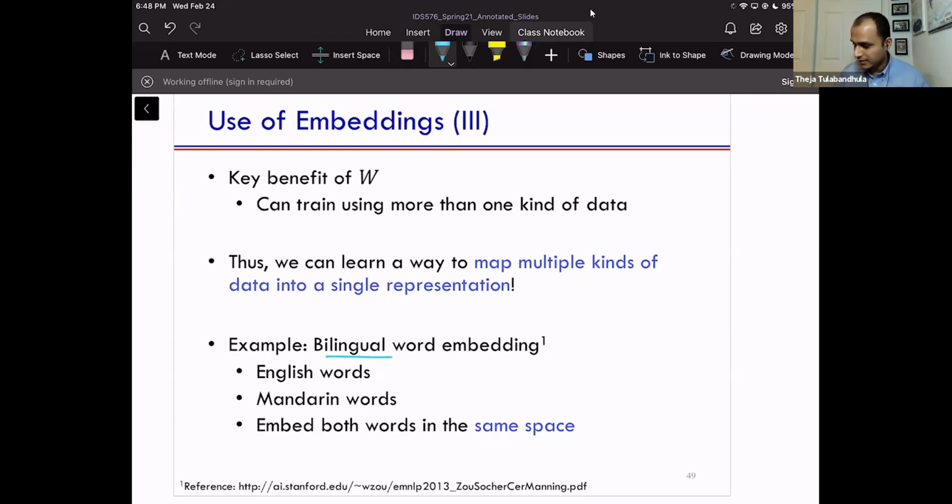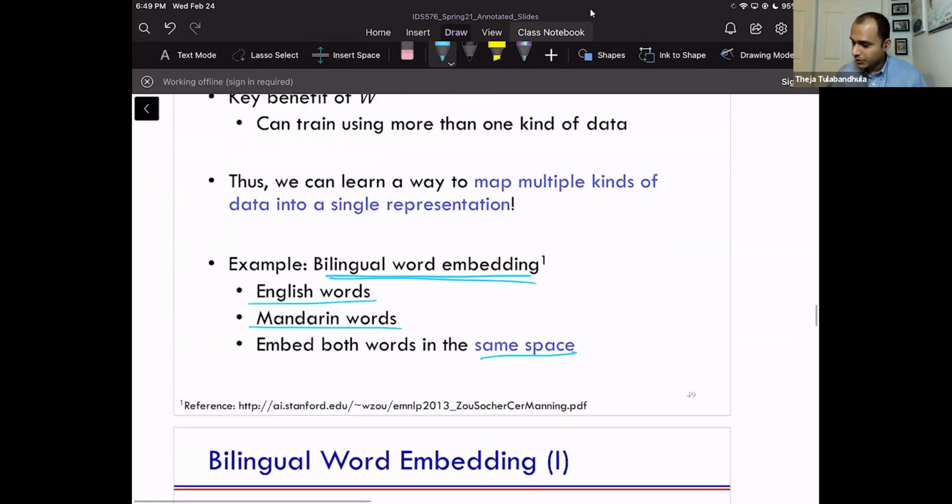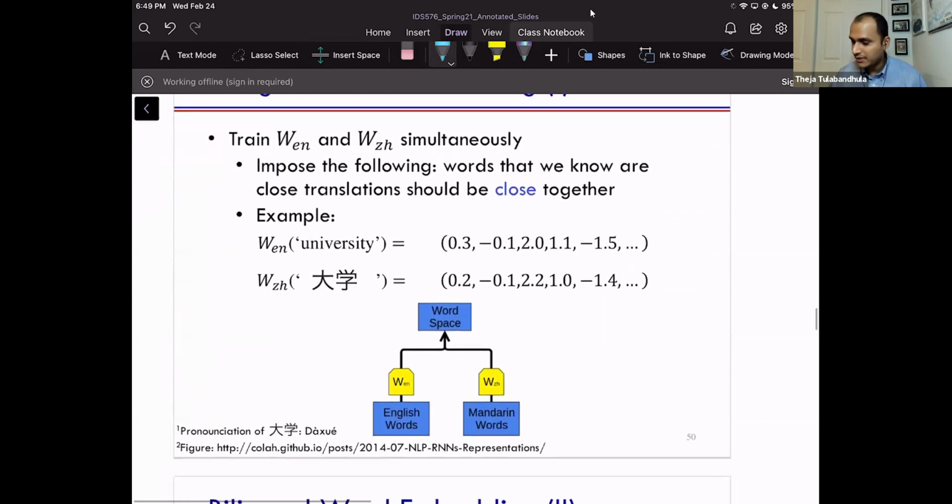Of course, there is no order relationship that's captured, but that's one thing you can do. That's this bilingual word embedding, where, for example, you have English words and Mandarin words, and you can embed both of them into the same vector space. I'm going to talk about the image example a little bit later. To see visually what we want to do: we want embeddings for English words and embeddings for Chinese words, but we want to put both of them in the same vector space. So how are we going to do that?